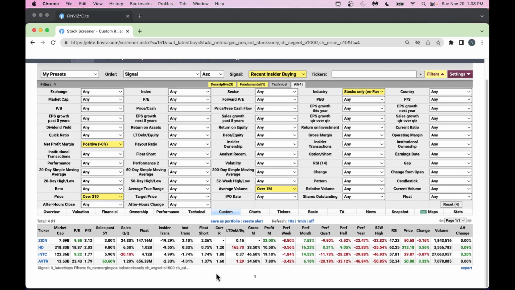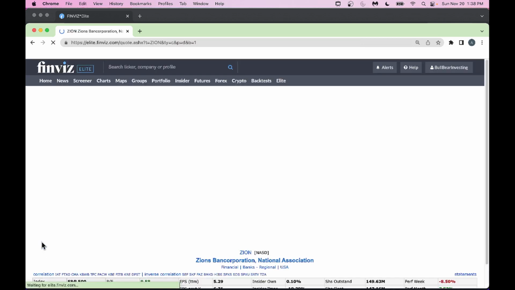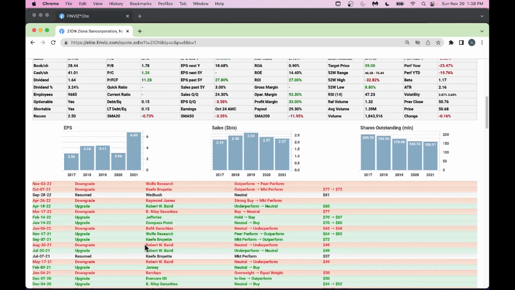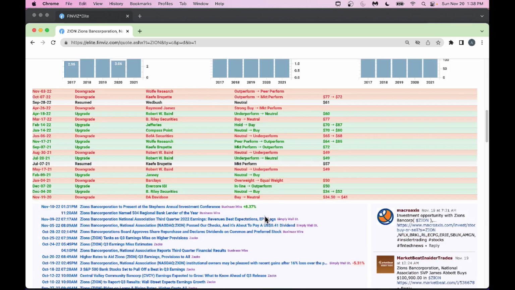For example, if you click on one of these, I'll click on the first one here. The moment you click on it, the moment you have Finviz Elite, look at this. I love these charts here. Look, the EPS going higher, sales slightly beating here, as you can see here. Shares outstanding coming down. I love these things here. And we got analyst upgrade and downgrade as usual here.